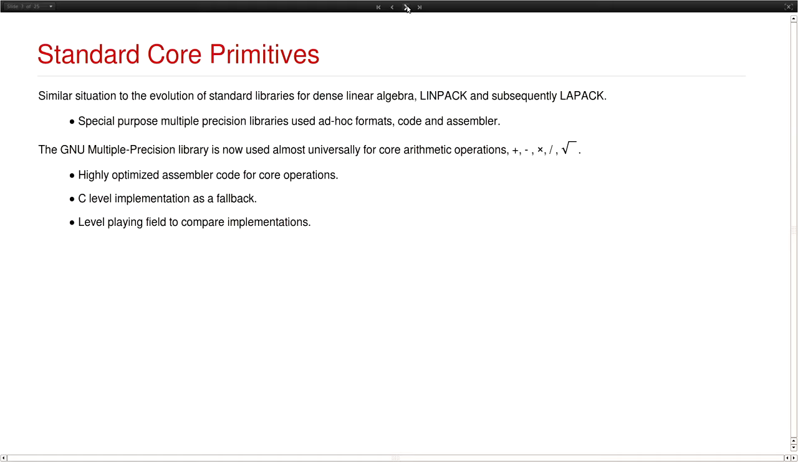So, as I said, all of the libraries that I showed on the first slide use this GNU multiple precision library. When I first started, every single library would use its own ad hoc method.